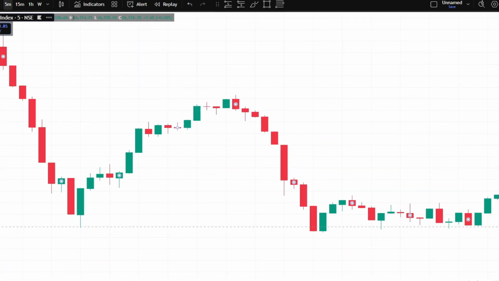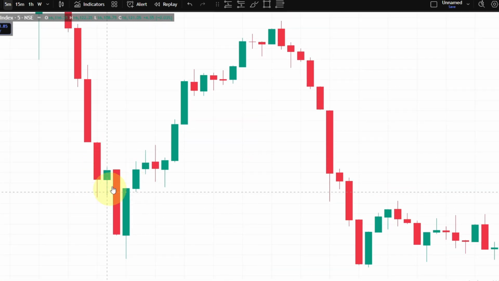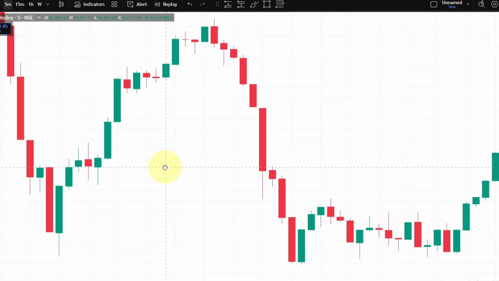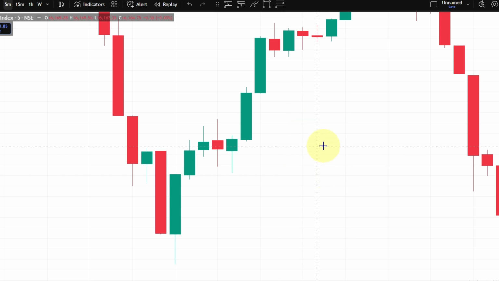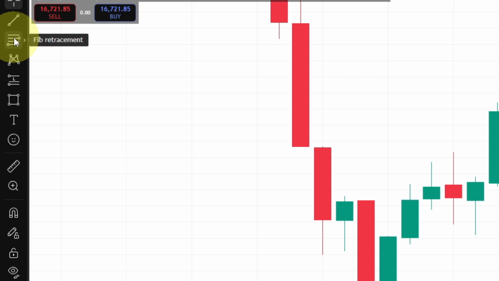Okay, now let's try to find our hammer candlestick patterns. You might think this is also a hammer candlestick pattern, and this is also a hammer. You might think these are all hammer candlestick patterns, but that's not true. To find our actual hammer pattern, we need to apply one tool on our trading chart, which is the Fib retracement, or you can say the Fibonacci retracement tool.